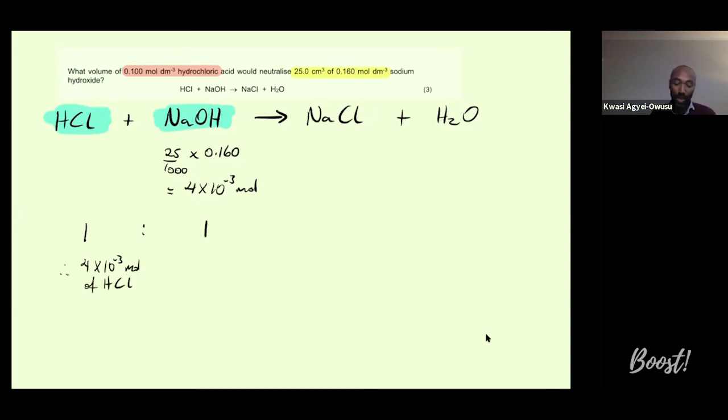Having worked out the number of moles of hydrochloric acid, we do know the concentration of hydrochloric acid. It is given to us in the question as 0.1 mole per decimeter cubed. The final answer requires us to work out a volume. It doesn't specify what units for volume, so we will leave it in decimeters cubed. So we've got volume being equal to number of moles over the concentration.